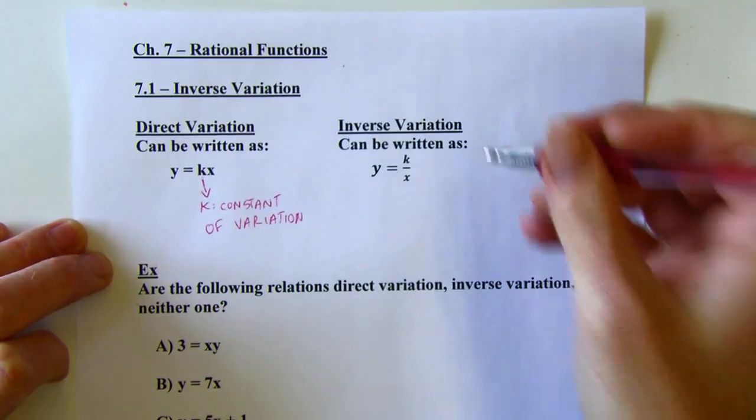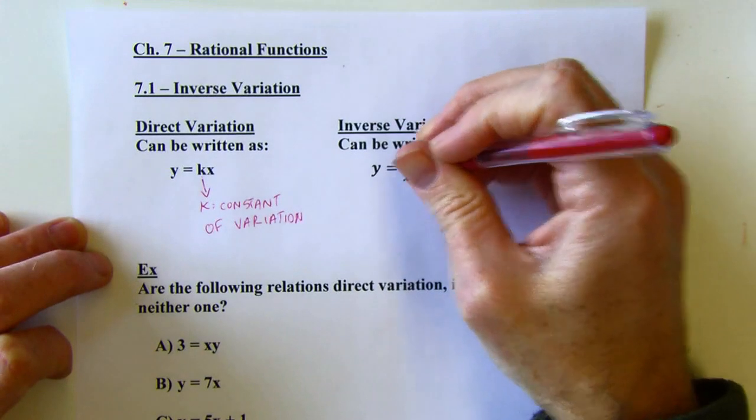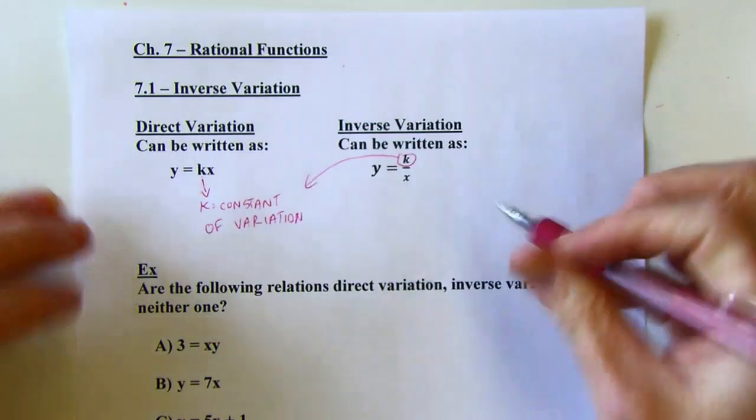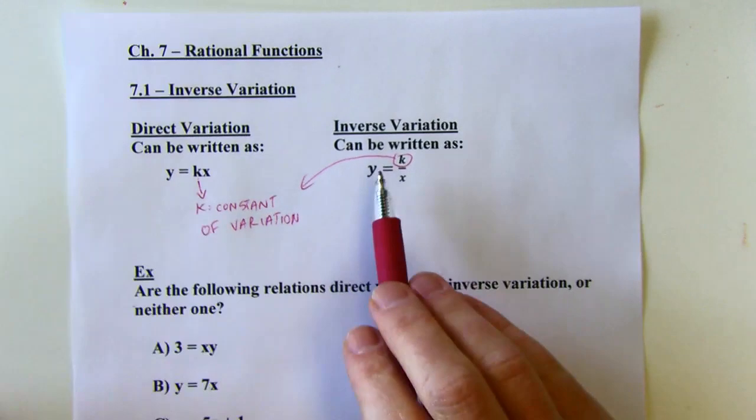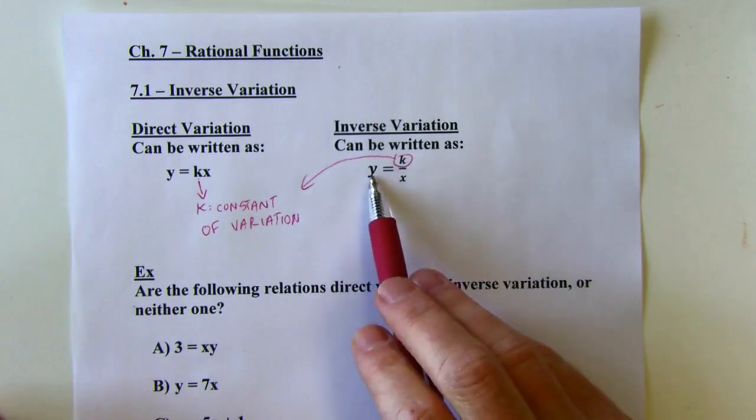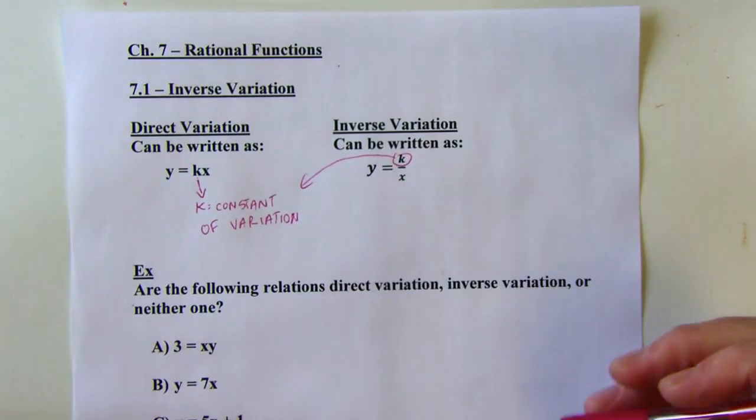Okay, and that also appears in inverse variation. It's just that the equation's a little bit different. Instead of y equals k times x, this would be y equals k over x. So it might be y equals 2 over x or something like that.